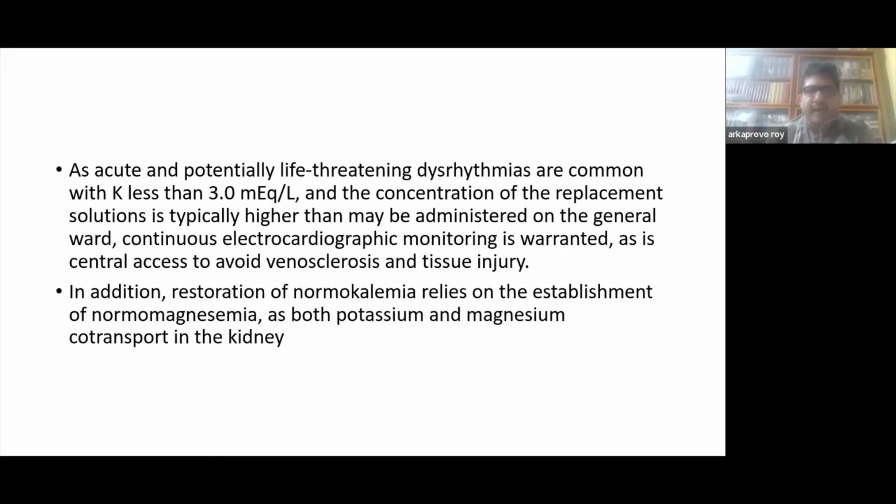Acute and potentially life-threatening dysrhythmias are common with potassium less than 3 milliequivalent per liter, and the concentration of the replacement solutions is typically higher than may be administered on the general ward. Continuous electrographic monitoring is required, as is central access to avoid venosclerosis and tissue injury. In addition, restoration of normokalemia relies on the establishment of normomagnesemia, as both potassium and magnesium co-transport in the kidney.